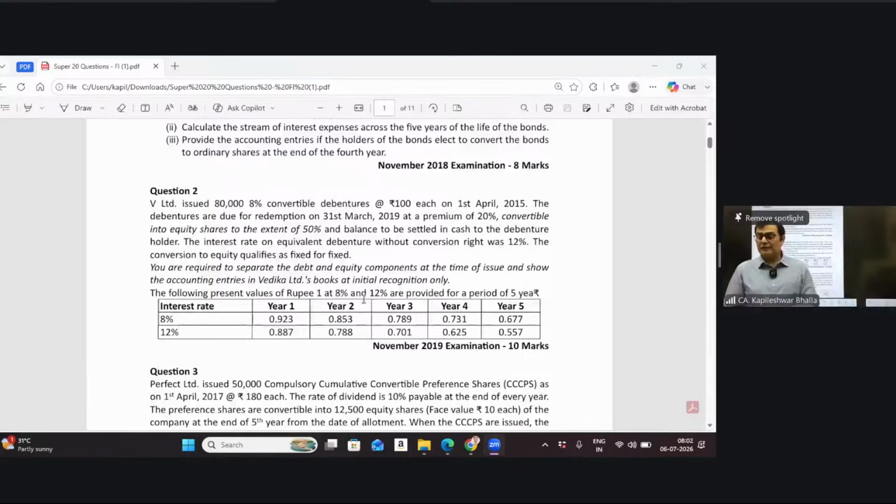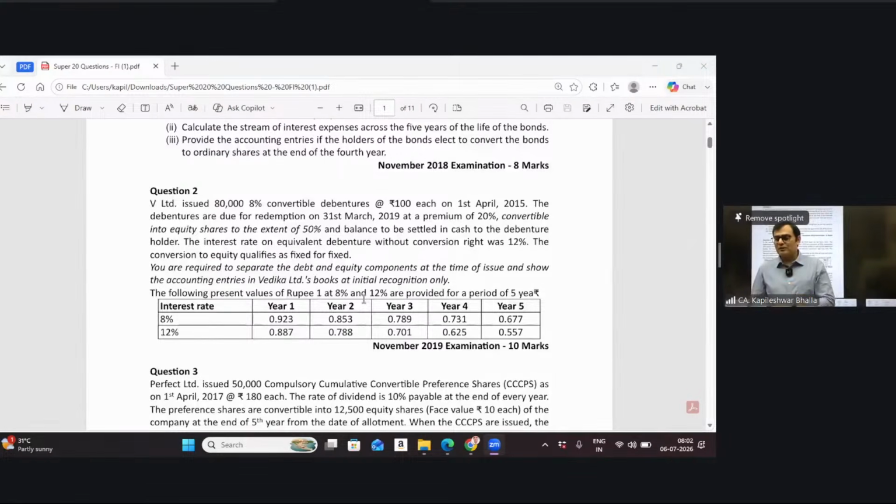The interest rate on equivalent debenture without conversion right is 12%, and the conversion to equity qualifies as fixed for fixed. Now, when it qualifies as fixed for fixed, that means it is supposed to be an equity element. And you are required to separate the debt and equity components at the time of issue and show the accounting entries at initial recognition only. I think that's really good. The examiner is focusing on the entries only at initial recognition, no subsequent accounting required.